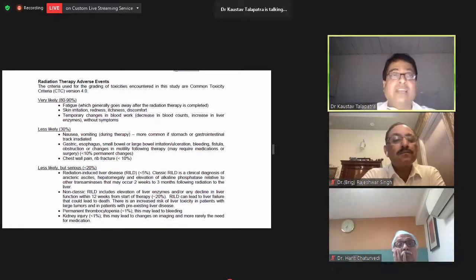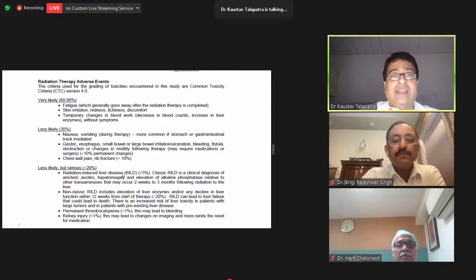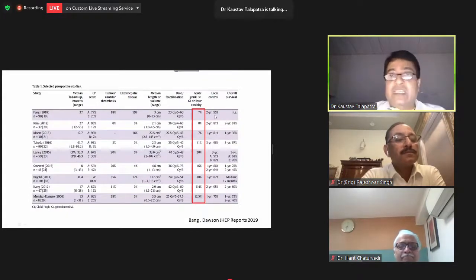Toxicities, the last few slides. Apart from other toxicities, two things I should talk about. RILD, that is radiation-induced liver disease. Currently, the incidence of classical RILD is less than 5%, and there is non-classical RILD, which includes elevation of liver enzymes and decline in the liver function within 12 weeks from the start of therapy, which is less severe, less dangerous, but the incidence of it is around 20%. Most of the current series are showing grade 3 toxicities or beyond in the tune of, as I said, 10 to 12%. This slide I have shown before.